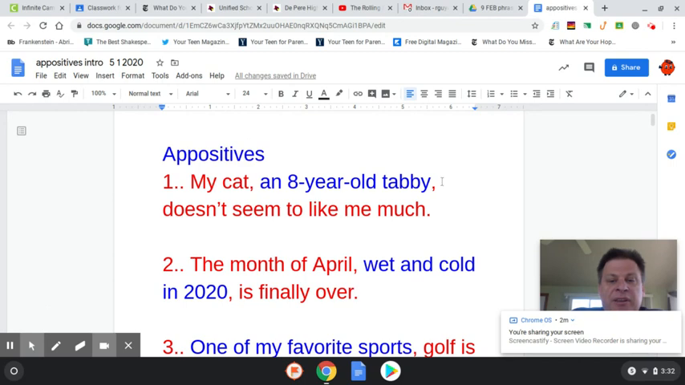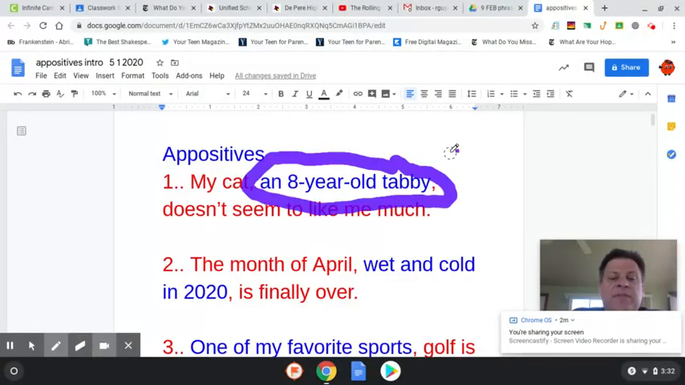Okay, and you can see that that is just an extra phrase. It's surrounded by commas, and if I took that out, that wouldn't be a big deal. I could just say that my cat doesn't seem to like me much. That is a sentence. But adding an 8-year-old tabby in there is a descriptor on the cat. And again, there's no verbs in there. It starts with a, an, or the, which is a very common appositive beginning.